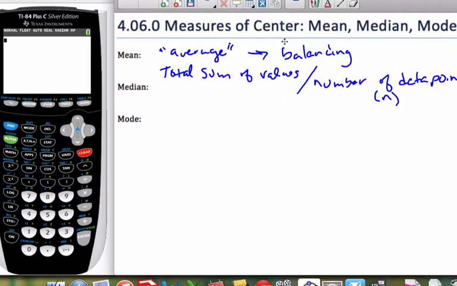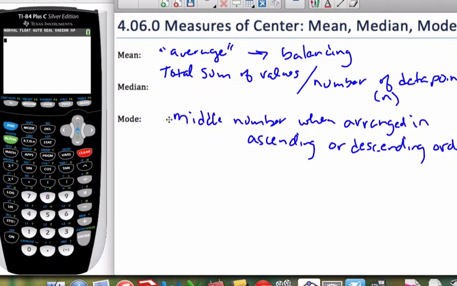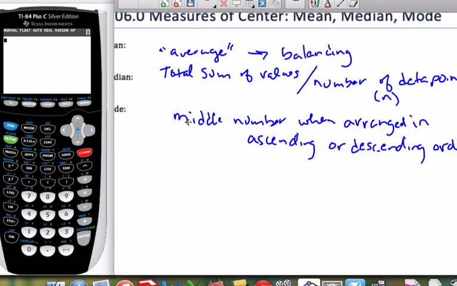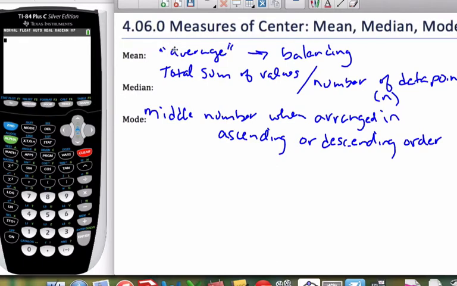Okay. The next one we have is median. The median is the middle number. When you arrange the numbers in ascending or descending order, you find the middle position. And so that's the median. If you're going to find that position, I use this formula here: n plus 1 divided by 2. That's the position of the middle number.